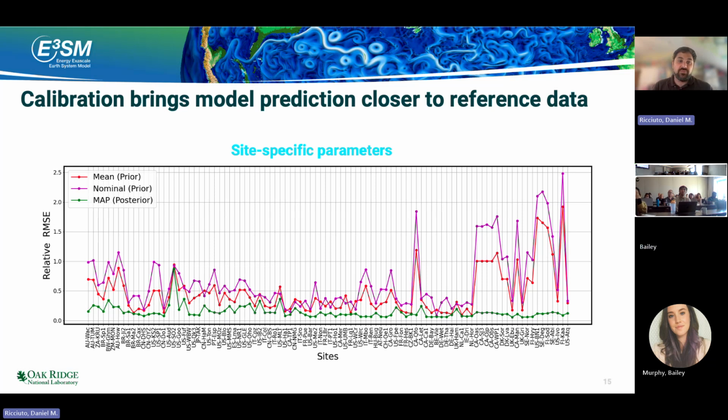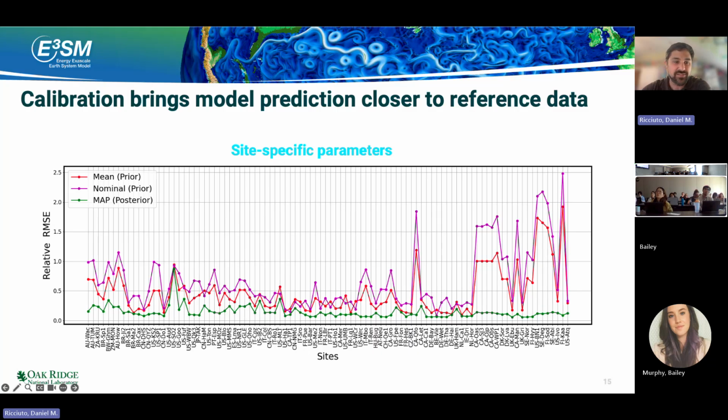And so we can also run calibration across all of these sites. What this plot is showing, when we run this site-by-site calibration, is the error in terms of relative mean squared error with the nominal parameters, the default model that is used. And then if you looked at the mean of the ensemble that we ran of ELM parameters, it'd be the red. And then after calibration, where we actually use the data to fit the best model parameters, we can see how much the relative error is reduced in GPP there.